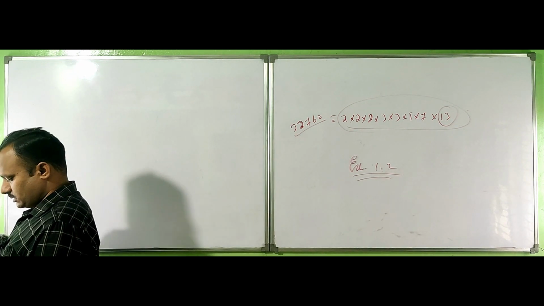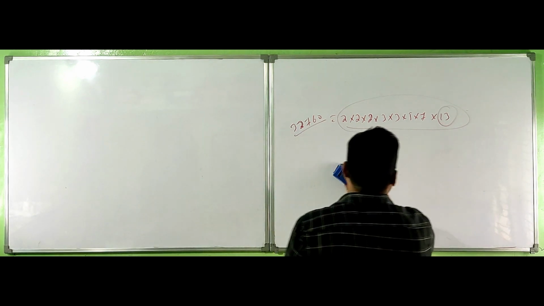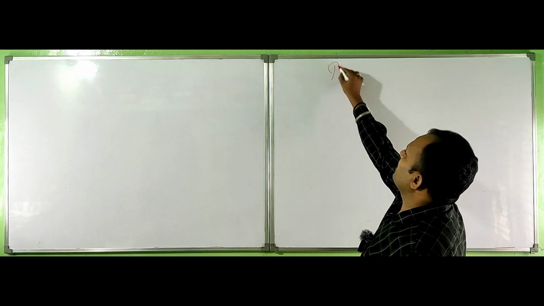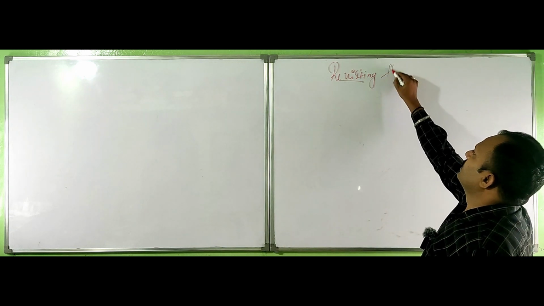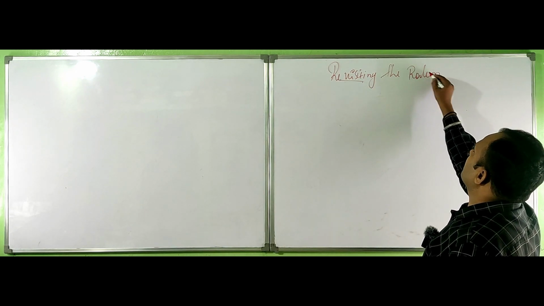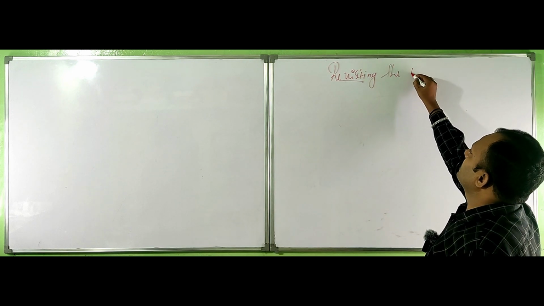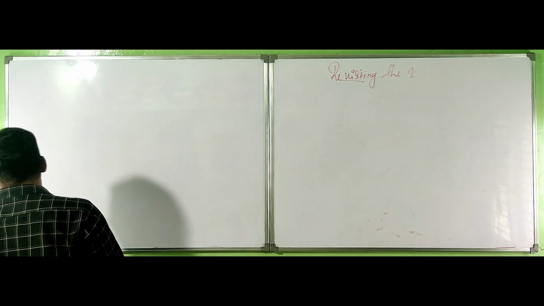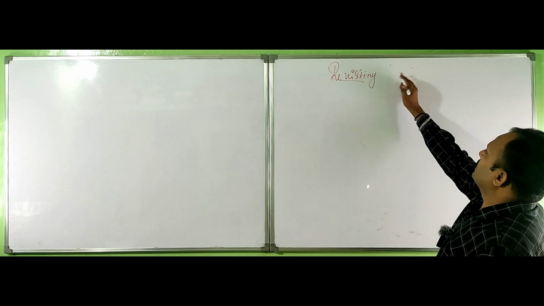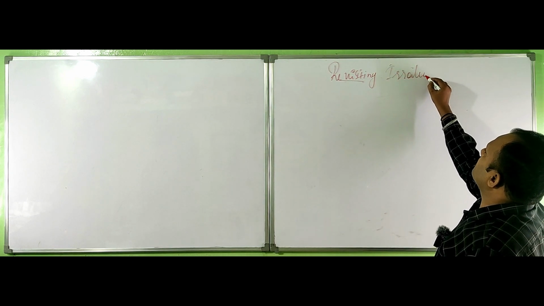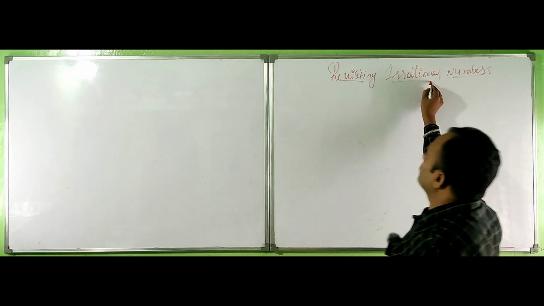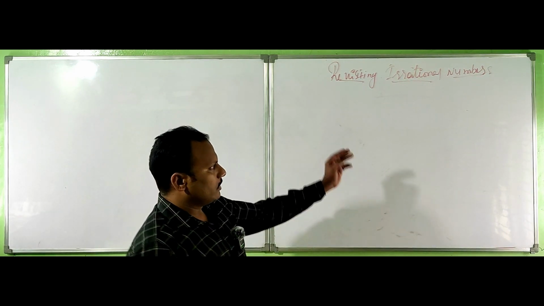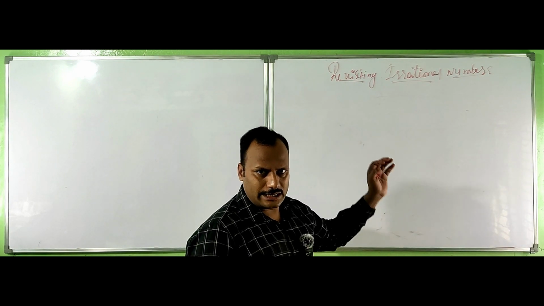Revisiting means we already know something about the rational numbers. The concept is revisiting the irrational numbers, not rational. We have the natural numbers, whole numbers, integers, and rational numbers, and then irrational numbers, all part of the real numbers.